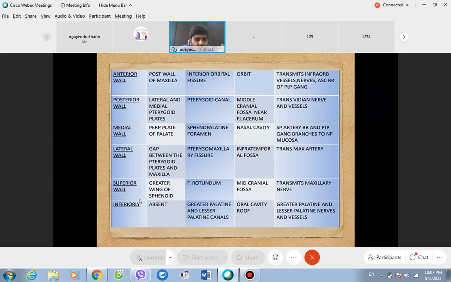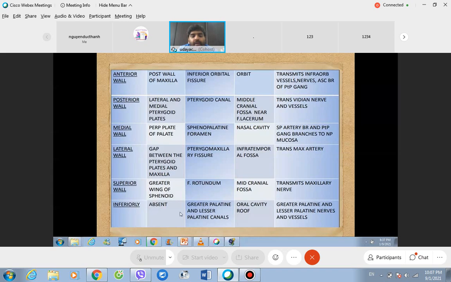The superior wall is formed by the greater wing of sphenoid, and it is communicating to the middle cranial fossa via the foramen rotundum. Foramen rotundum, we all know, transmits the maxillary nerve. Inferiorly, there is no wall present, and it is communicating with the oral cavity roof via the greater palatine and lesser palatine canals, transmitting the greater palatine and lesser palatine nerves and vessels.